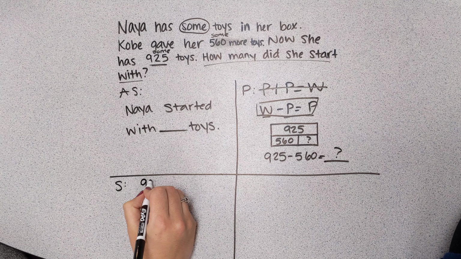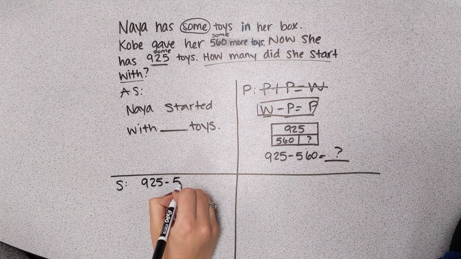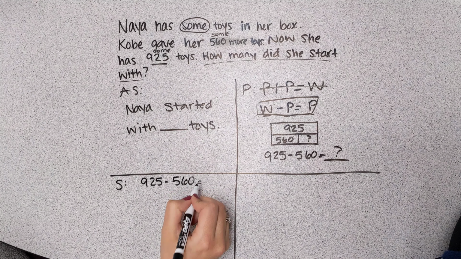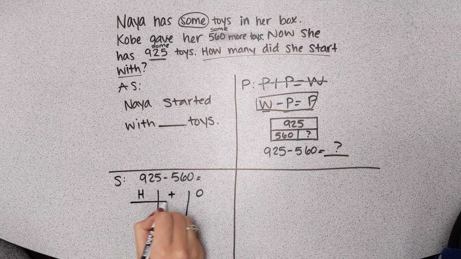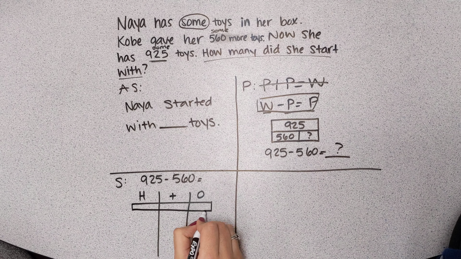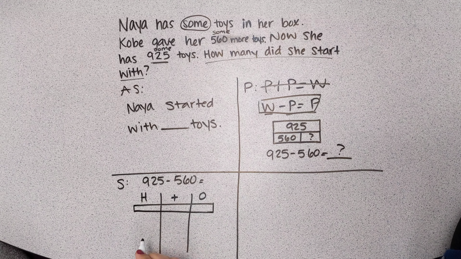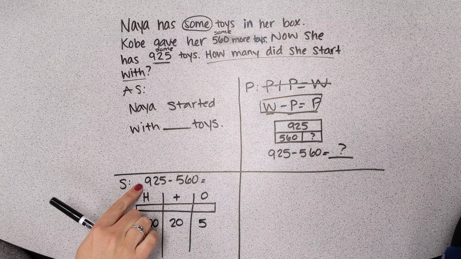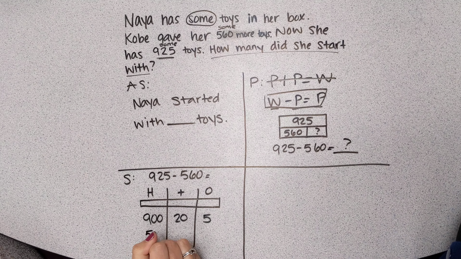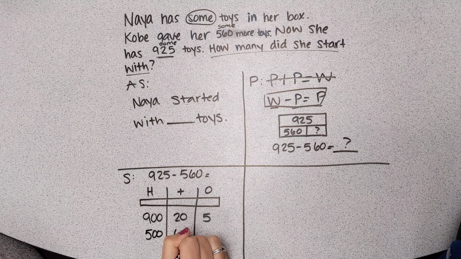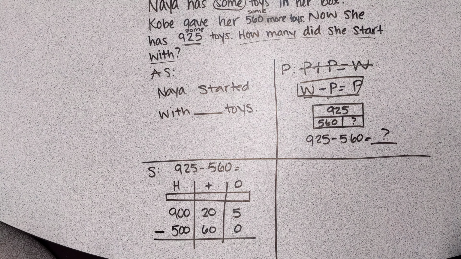I'm going to solve 925 minus 560. I'm going to do this using the expanded algorithm method. 900 plus 20 plus 5 to equal the 925. 500 plus 60 plus 0 to equal my 560. But remember, we are still subtracting.